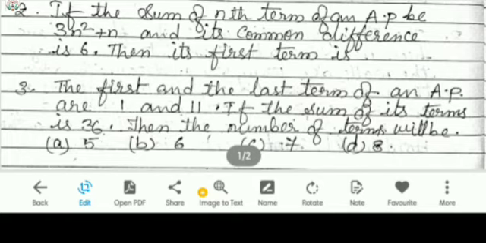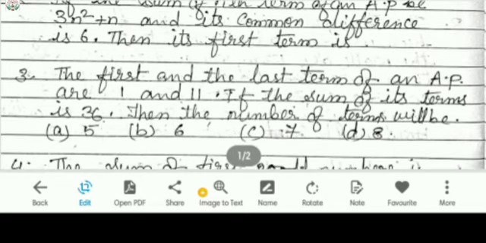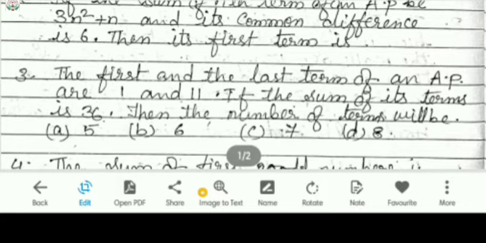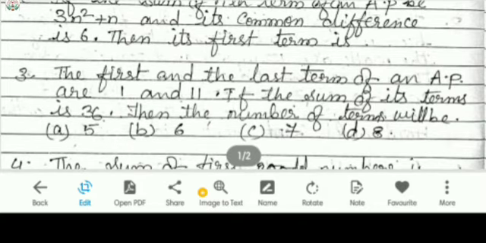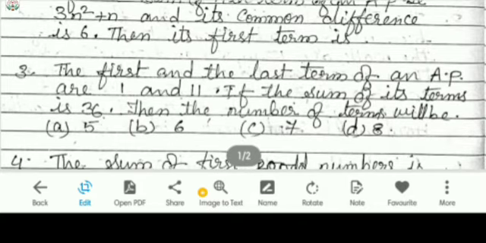Then the third question, that is, the first and the last term of an AP are 1 and 11. The first term is 1, that means A1 is 1. And for the last term, we do not know how many terms there are, is it not? So we can write L for the last term. So L equals 11. Now the sum of its terms is 36, meaning Sn equals 36.